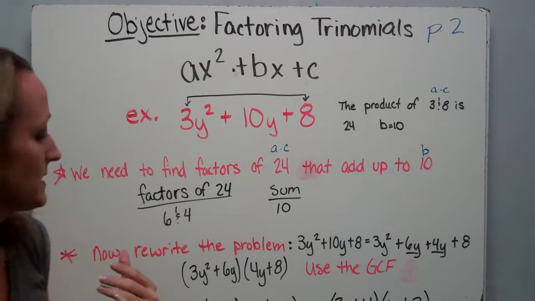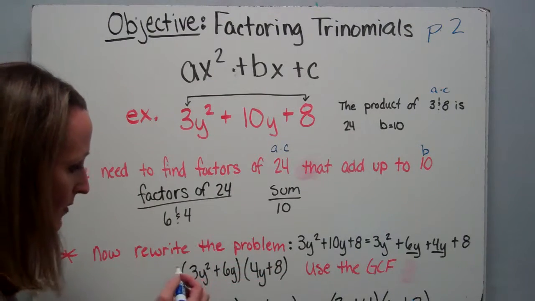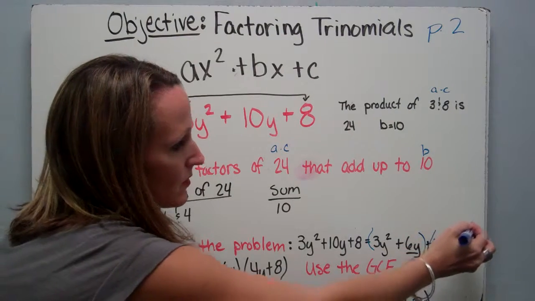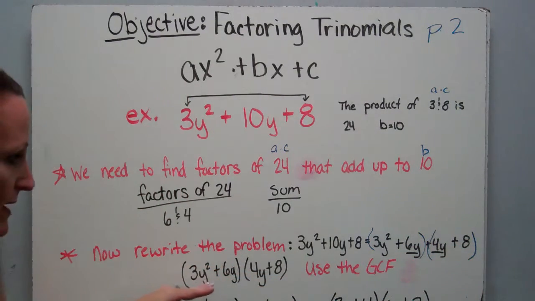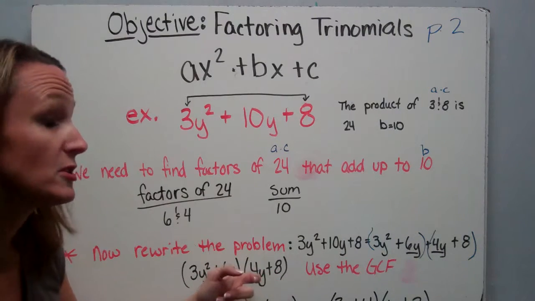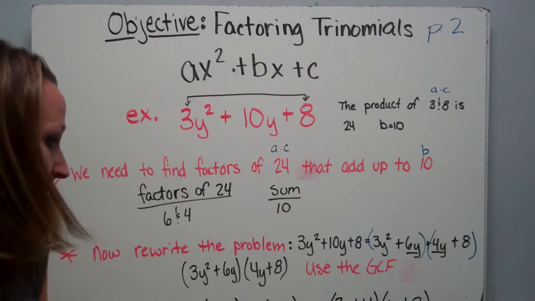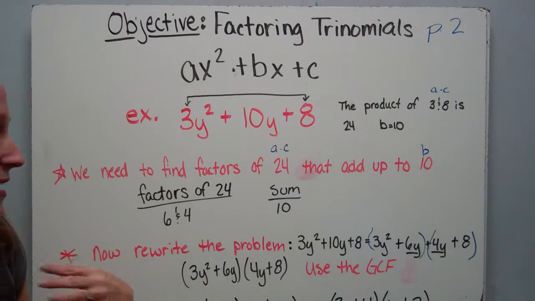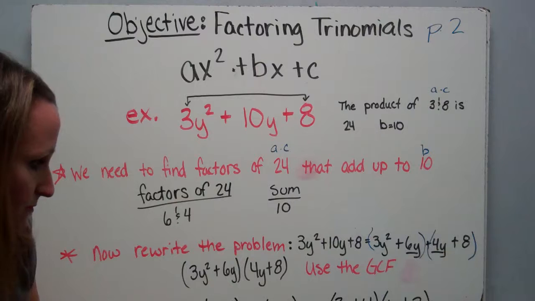Now I'm going to group it. Okay, I'm just going to break it apart. I'm going to put parentheses in here. Okay, so I've got 3y squared plus 6y and 4y plus 8. Okay, now I want to use the GCF, or the greatest common factor. I'm going to use the GCF and I'm going to factor this.